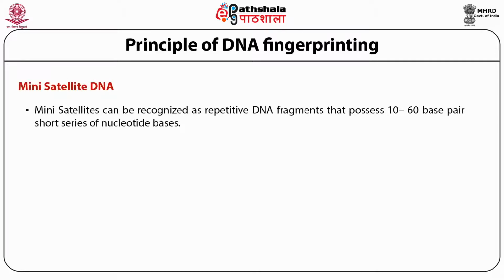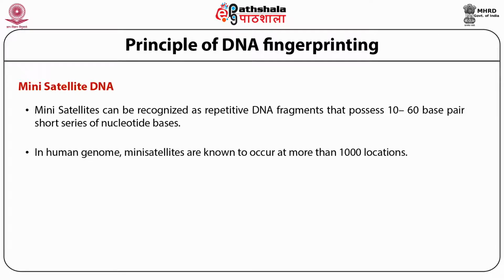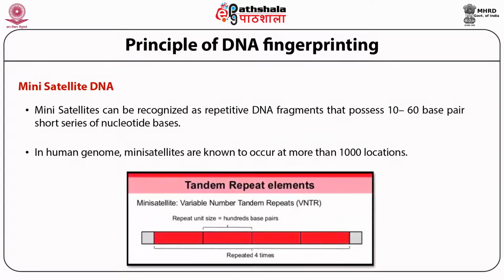Mini-satellites can be recognized as repetitive DNA fragments that possess a short series of 10 to 16 base pairs of nucleotide bases. In the human genome, mini-satellites are known to occur at more than 1000 locations. The diagram is showing you mini-satellite DNA.